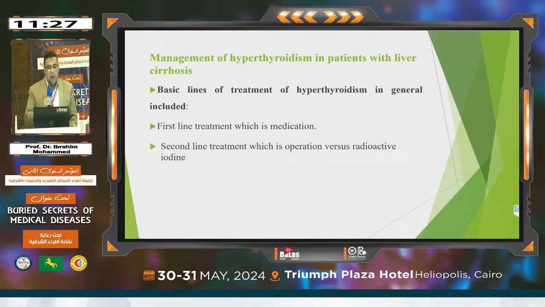Second, management of hyperthyroidism in patients with liver cirrhosis. Basic lines of treatment of hyperthyroidism in general include: first line treatment, which is medication; second line treatment, which is operation versus radioactive iodine.